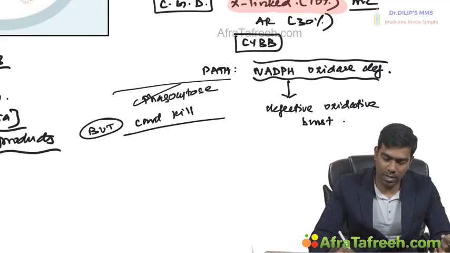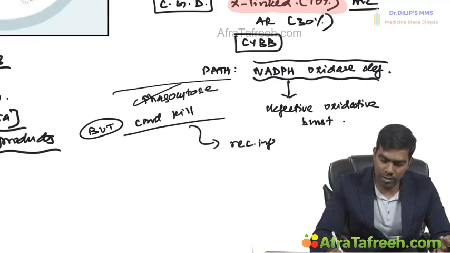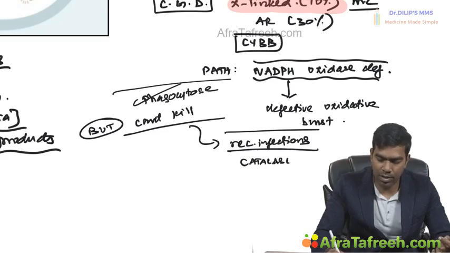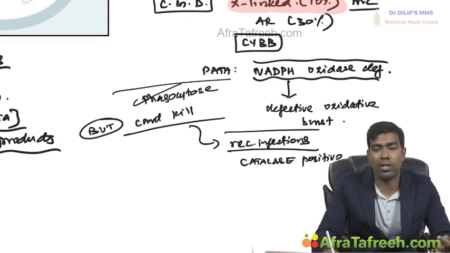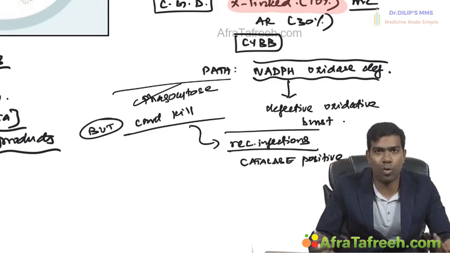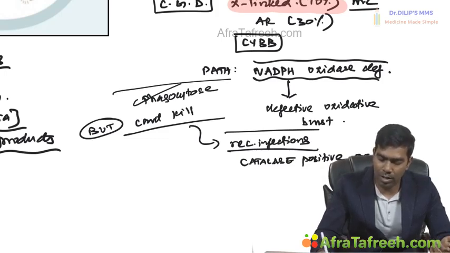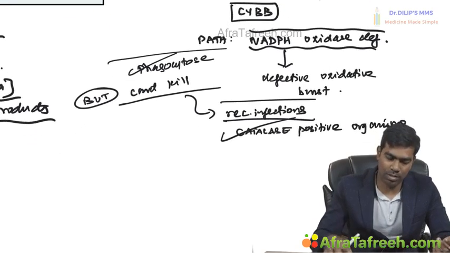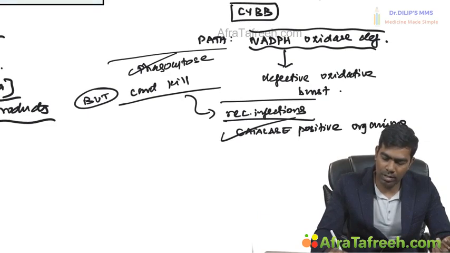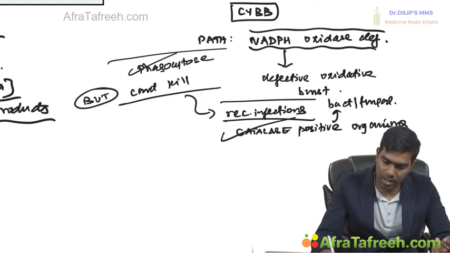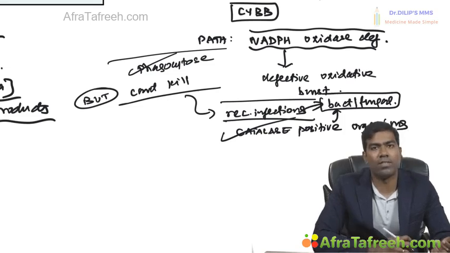And what infections? Obviously, this is going to result in recurrent infections. And what infections are they going to get? Typically, catalase positive organisms. Remember, the catalase positive organisms already are trying to escape the oxygen dependent killing and respiratory burst by the neutrophil. But if there is no respiratory burst, these organisms are going to thrive, and the patient is going to get repeated infections from catalase positive organisms. That means they are going to get recurrent bacterial and fungal infections, especially from Candida.